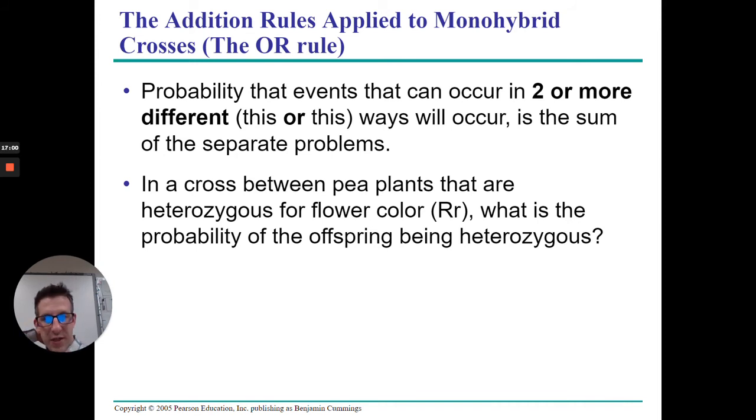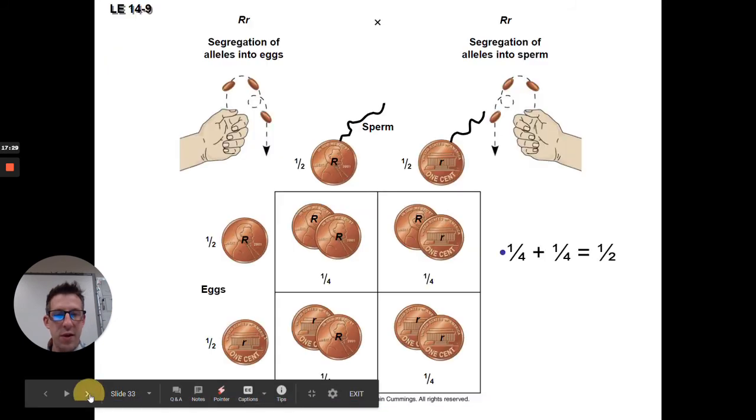Now, the question that you see here, which I will walk through in the next one: in a cross between pea plants that are heterozygous for flower color, so we've got the exact same parents as we did in the previous one, we want to know, what is the probability of the offspring being heterozygous? Okay? We want to know what's the probability of the offspring being heterozygous. And it's a little bit different process to go through.